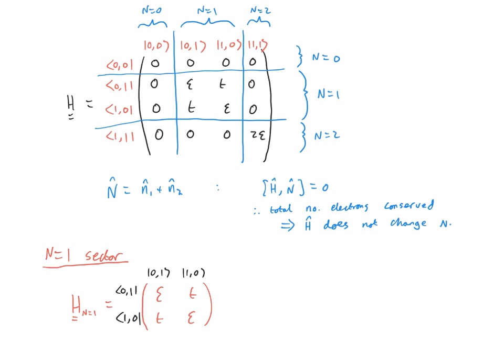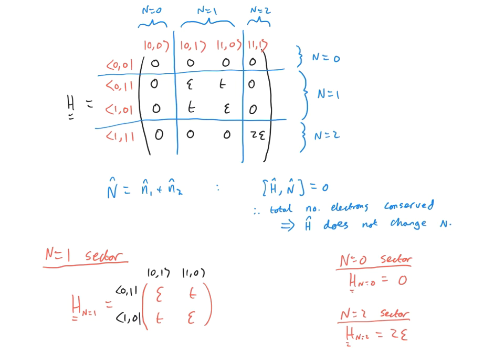Of course, I also have the n equals 0 sector, where H of n equals 0 is actually just a 1 by 1 matrix, or a scalar. That's just 0, quite boring. Also, we have the n equals 2 sector, H of n equals 2. That's also a 1 by 1 matrix, or a scalar, marginally less boring, but still just equal to 2 epsilon. So, we see that the 0, 0 and the 1, 1 states are eigenstates of the Hamiltonian, but that the 0, 1 and 1, 0 states are not eigenstates of the Hamiltonian.